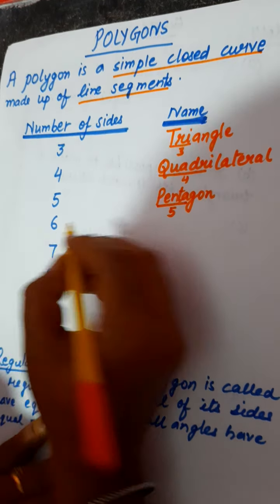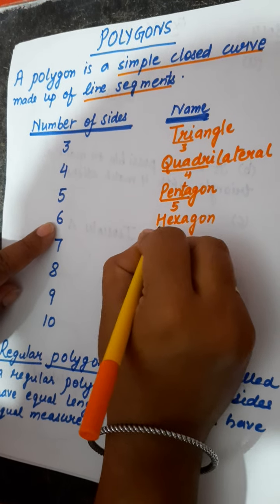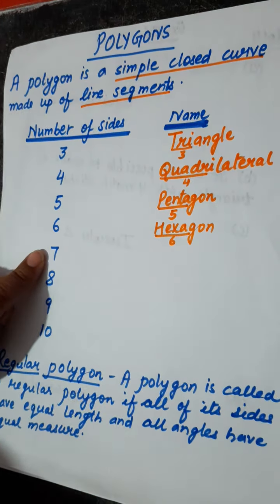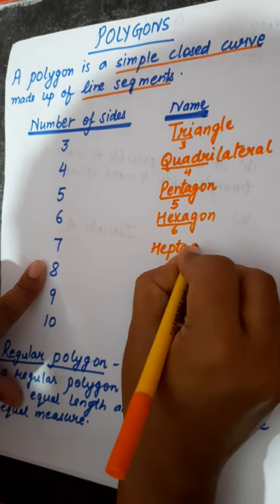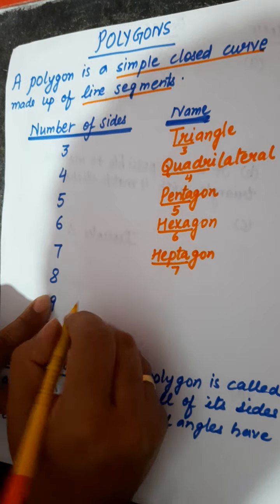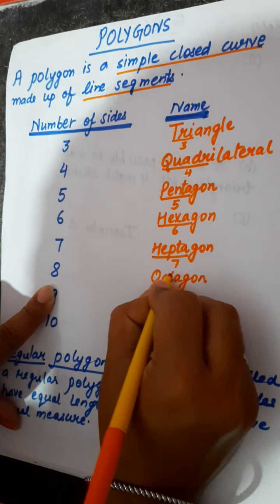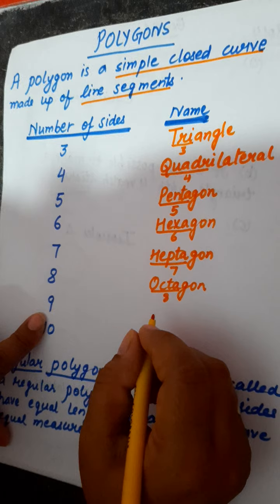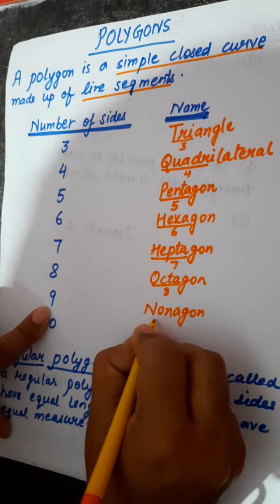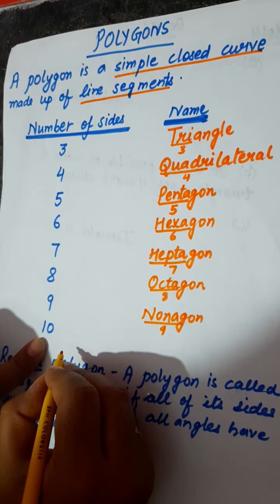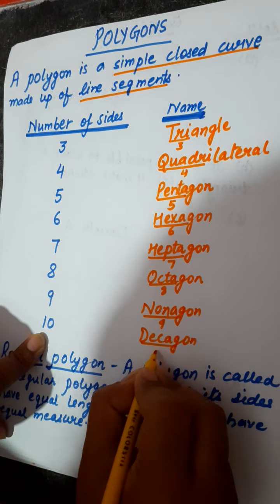The next we have 6. If we have 6 sides, then the figure is a hexagon. Here hexa means 6. If the figure has 7 line segments, then we say this is a heptagon, and here hepta means 7. If the number of sides is 8, then we have an octagon, where octa means 8. If we have 9 sides, then this is a nonagon, where nona means 9. And if we have 10, then this is called a decagon, where deca means 10.